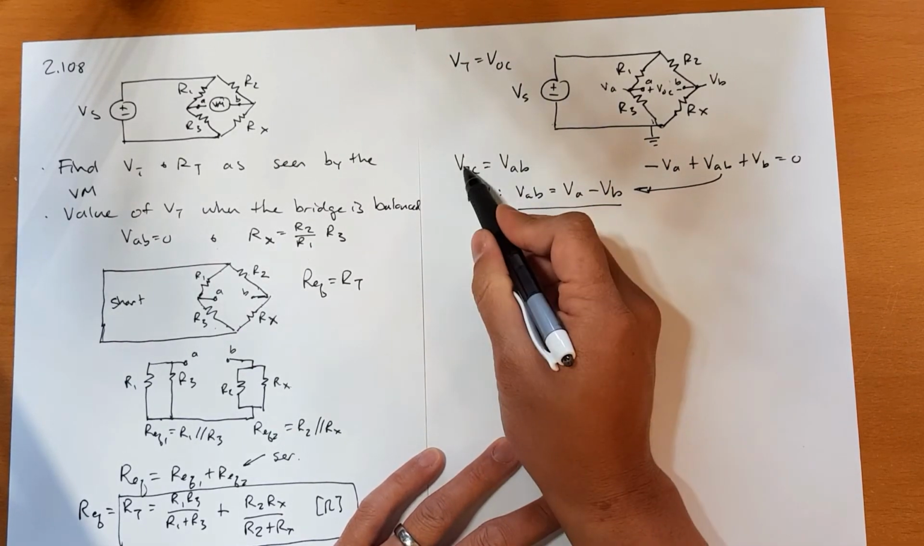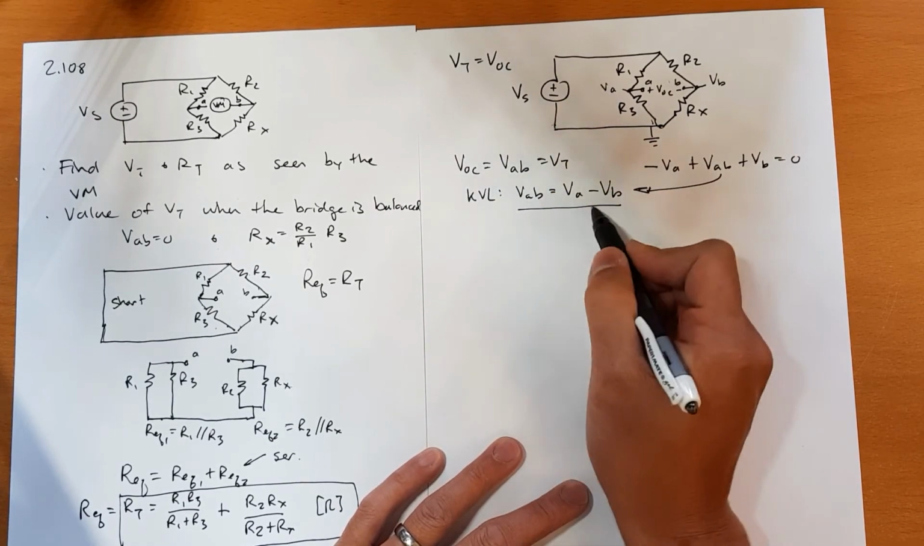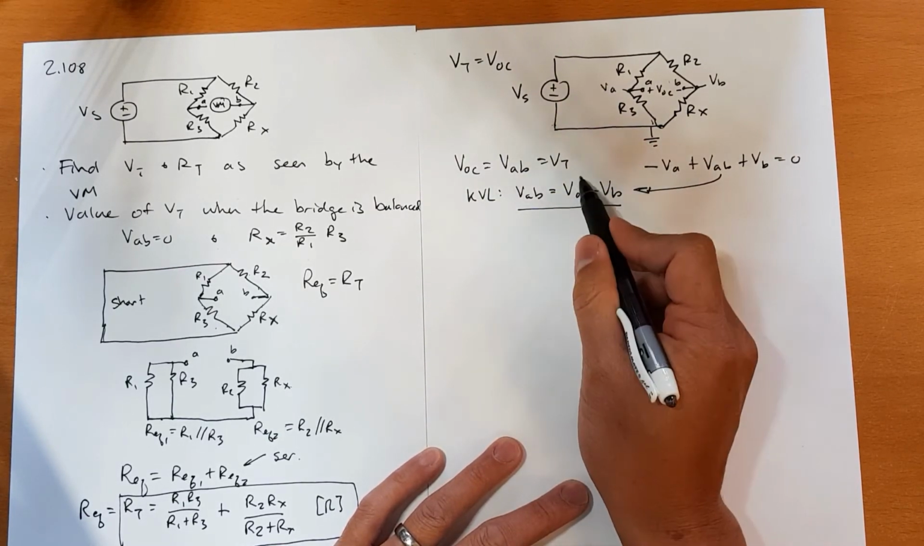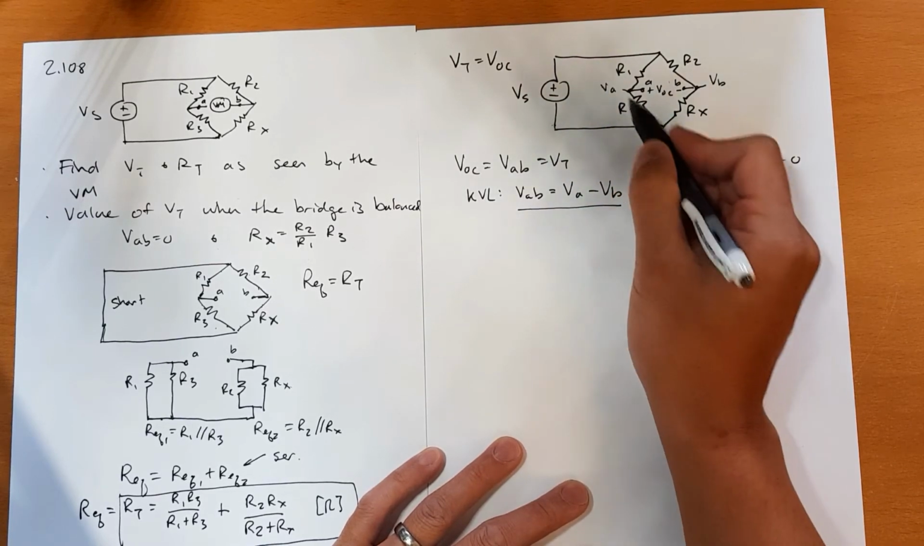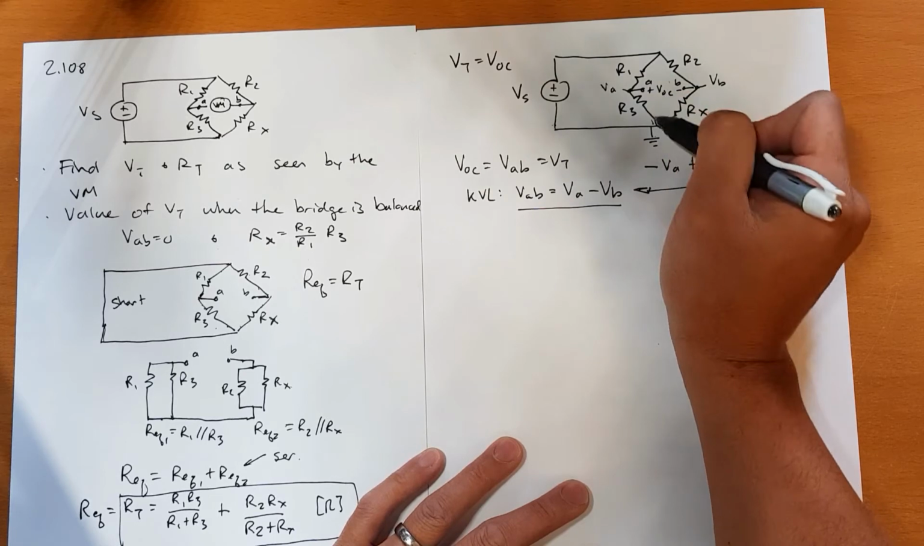So the problem goes from, if we want VOC, which is VAB, which is VT, we can solve for VA and VB, and then we're done. So how do we get VA and how do we get VB? Well, we have a voltage source and two resistors in series.